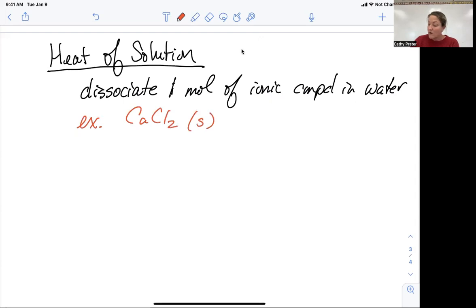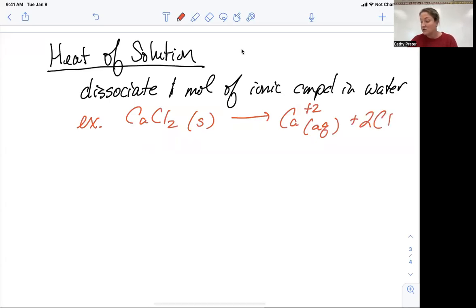It's a solid. When I put it into water, I end up with 1 calcium ion, which we indicate as aqueous, or dissolved in water, and 2 chlorine ions. I don't get chlorine gas, I get dissociated ions. I can get the heat of reaction for this using this table, but it's important that I know more about what's going on at the molecular level here.